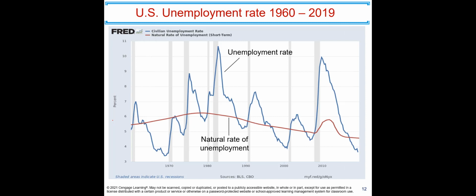So here you can see the US unemployment rate between 1960 and 2019. As you see, the gray shaded areas represent the recessions, and during the recessions, especially towards the end, we see an increase in the unemployment rate. And this red line represents the natural rate of unemployment. And here the difference between this one and this one represents the cyclical unemployment.